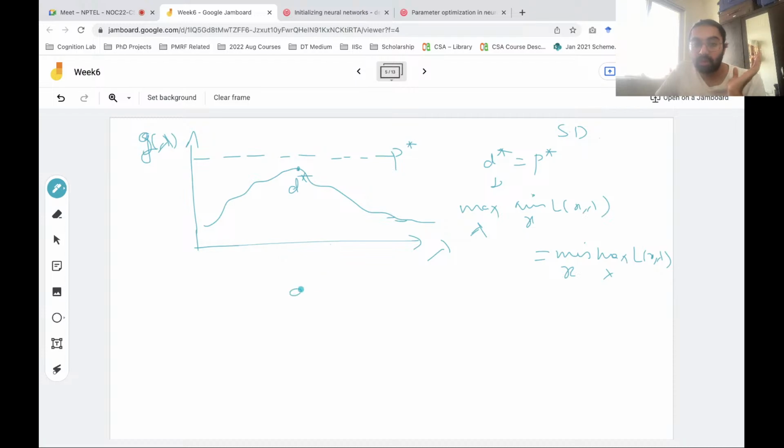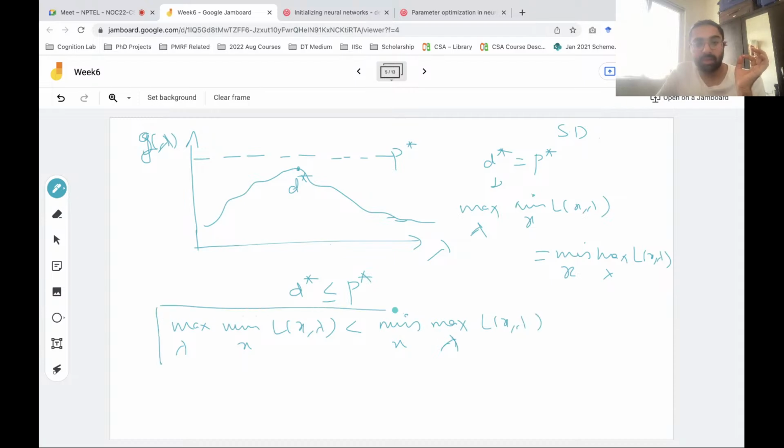Otherwise, what will be true? We know that d star will be less than or equal to p star, right? Because d star is g of lambda's maximum value, and we know g of lambda will be less than or equal to p star always. So therefore, if I have weak duality, this thing becomes true: max over lambda of min over x of L of x comma lambda is less than or equal to min over x of max over lambda of L of x comma lambda. Okay, this is the idea. This is in general. In weak duality, we lose the equality. In strong duality, it becomes exactly equal. Does this help you understand what the confusion was from last time?